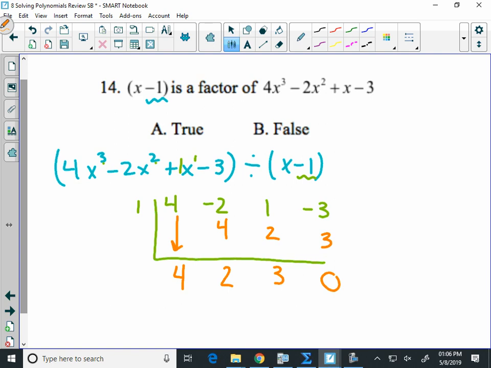Okay. So yes, this is a factor. If we did not get a remainder of 0, then it would not be a factor. And there you go. Those are all your multiple choice questions.